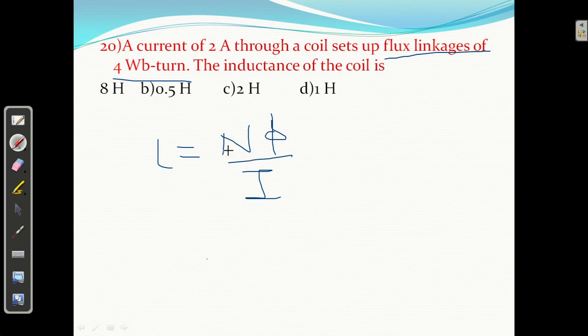This N phi is directly given. It is given as flux and number of turns together, 4 Weber turns, and I is given as 2. So 4 by 2 is 2. C is the correct answer, 2 Henry. Okay, question number 21.